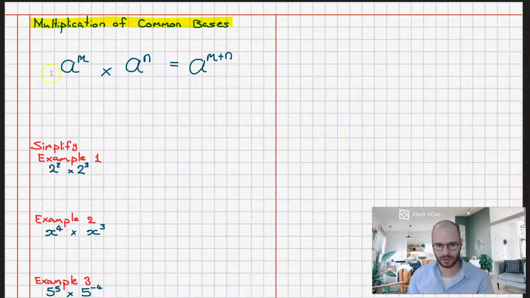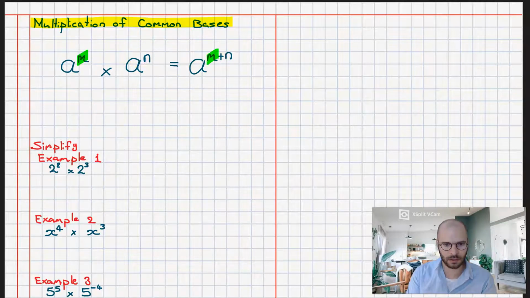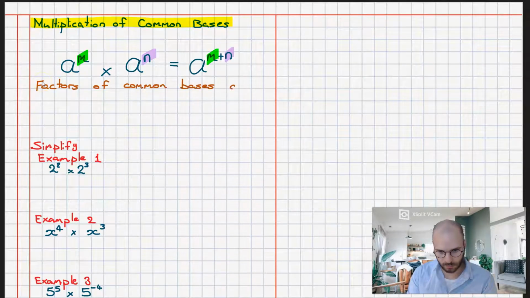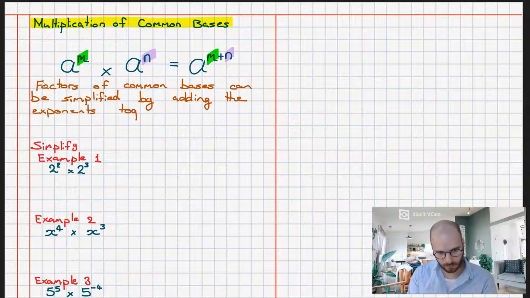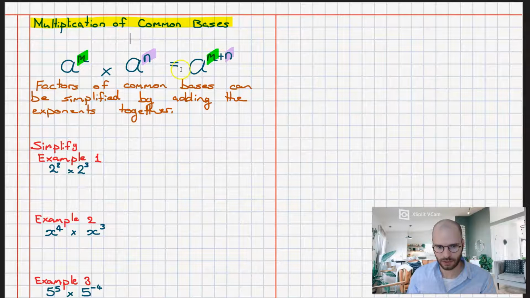Now, the law that we look at is defined as a to the power of m multiplied by a to the power of n can be simplified down to a to the power of m plus n. So what you're doing here is you're grabbing these two exponents and you add them together. Factors of common bases can be simplified by adding the exponents together. So we've got a common base a, and we simply grab exponent m and exponent n and we add those two together to yield our result.